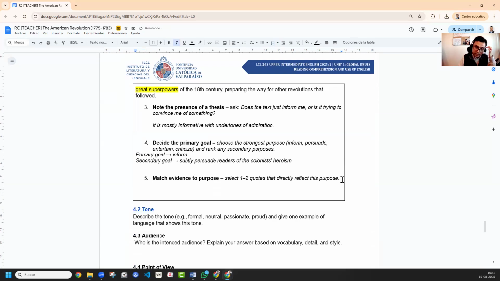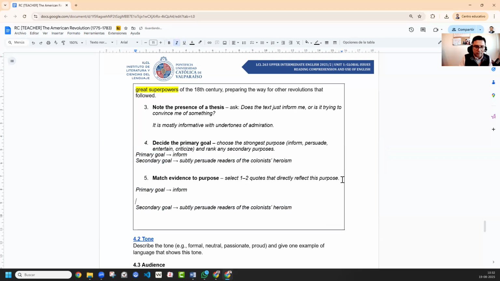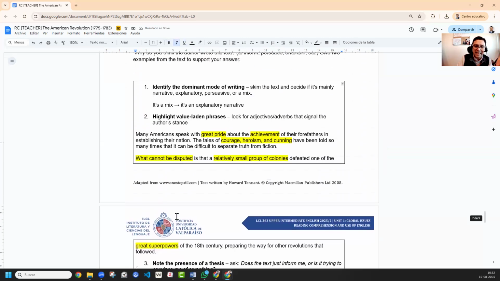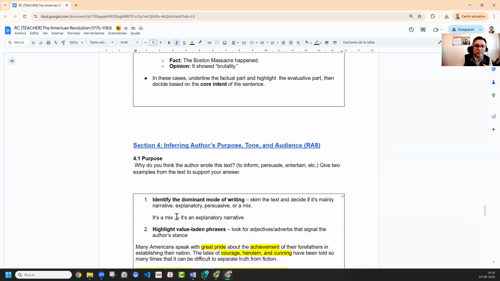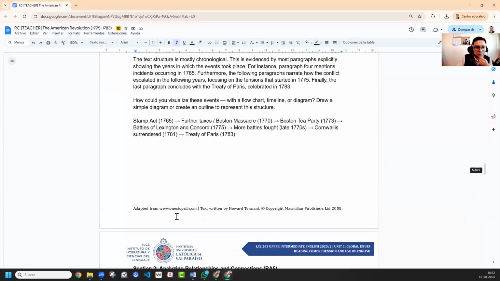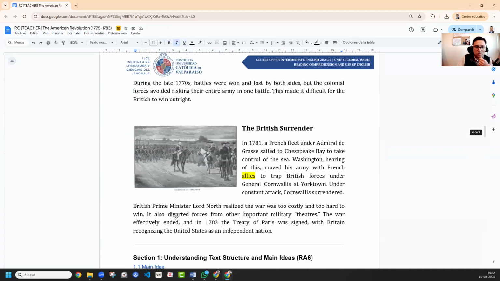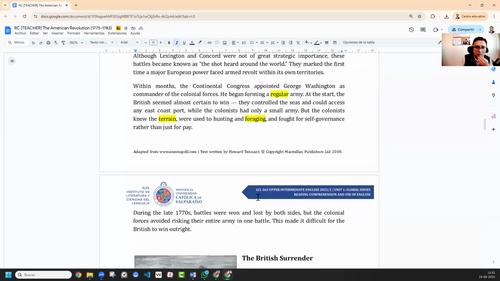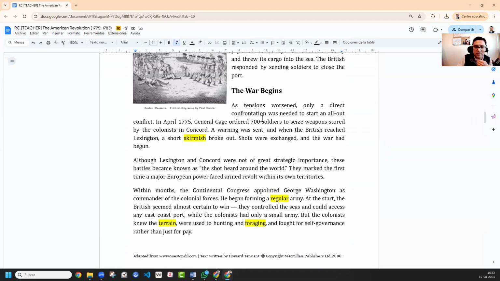Okay, then match evidence to purpose. Select one or two quotes that directly reflect this purpose. Okay, so we will copy this here and paste it here. Okay, so most paragraphs are highly informative with names, dates, events, places, etc. So let's scroll up and choose one. Okay, maybe this one.